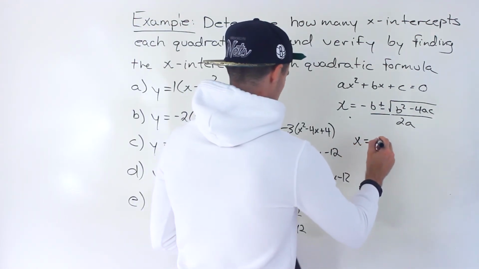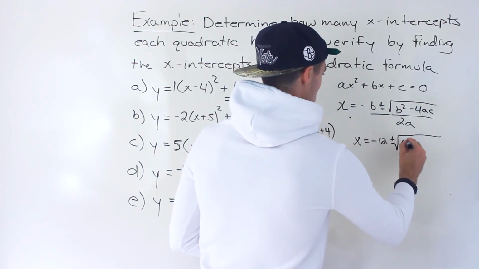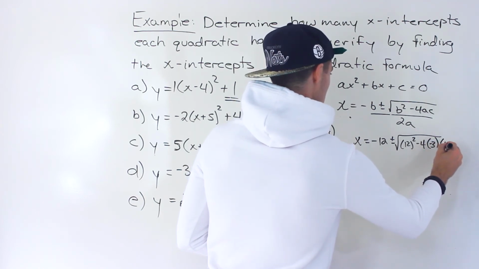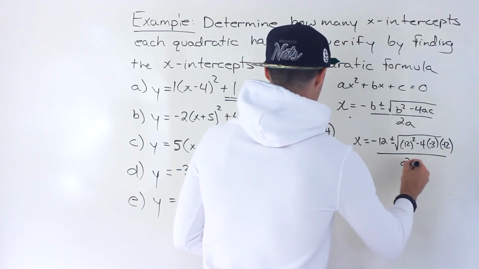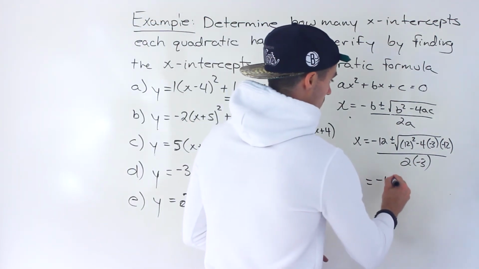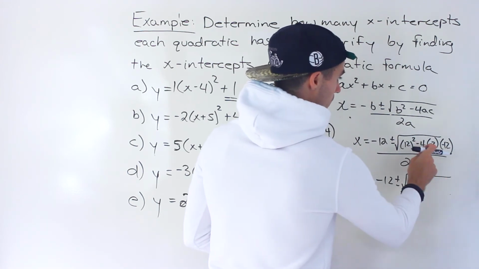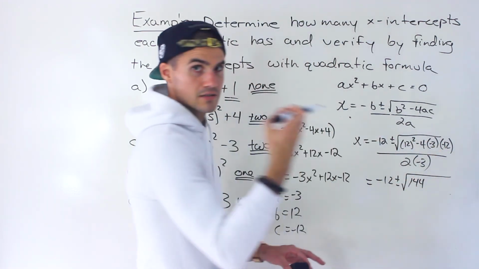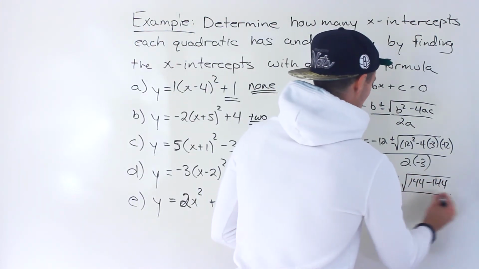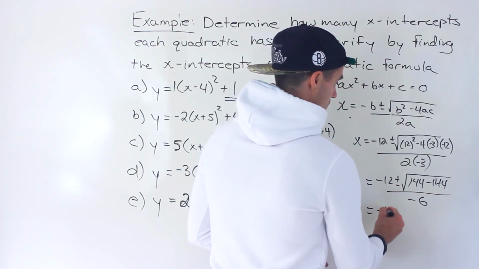We'll have x equals negative the b value 12 plus or minus the square root of b squared, which is 12 squared, minus 4 times the a value negative 3 times the c value of negative 12, all over 2 times negative 3. You're going to see something interesting happen here. Negative 12 plus or minus, this would be 144. Well, what do we get here? Negative 4 times negative 3 is positive 12 times negative 12 would give us minus 144, all over negative 6. What do we get under the square root? 0.